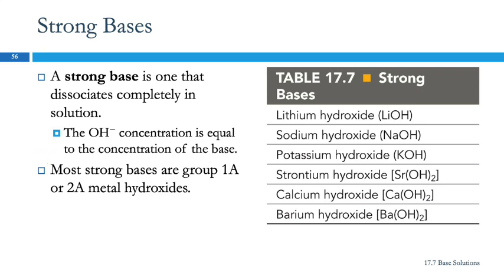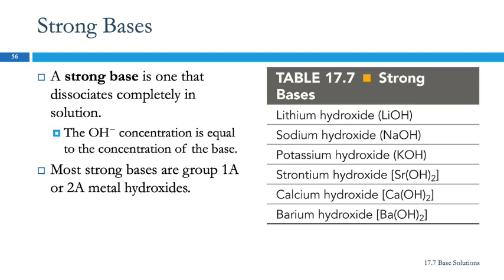the base. Just like with a strong acid, if you have 1 molar HCl, then you know that the hydronium ion concentration is 1 molar also. Most strong bases are group 1A or 2A metal hydroxides. And so here are some examples. This is not a list that you need to memorize like the strong acids.